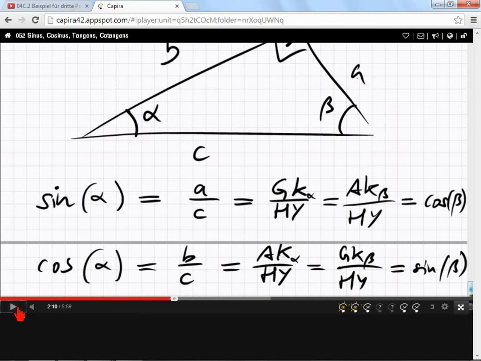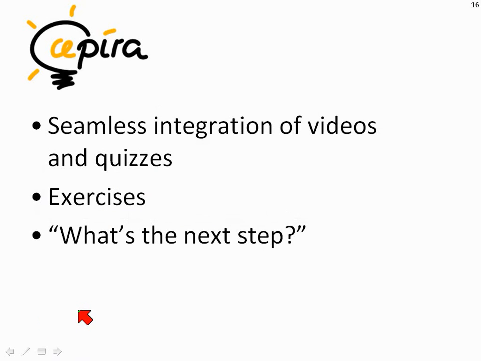So these quizzes do not really interrupt that video. They are part of the flow of that video. That's what we're trying to achieve here. Plus a very simple and straightforward authoring interface.